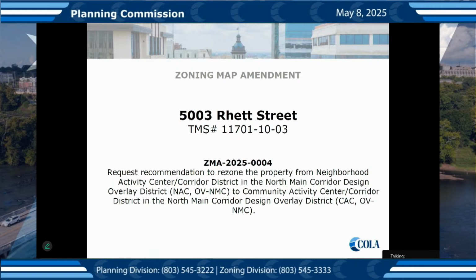Okay, the first item on the regular agenda is a request for a recommendation to rezone the property at 5003 Red Street, tax map number 11701-1003, from Neighborhood Activity Center Corridor District in the North Main Corridor Design Overlay to Community Activity Center / Corridor District in the North Main Corridor Design Overlay District.